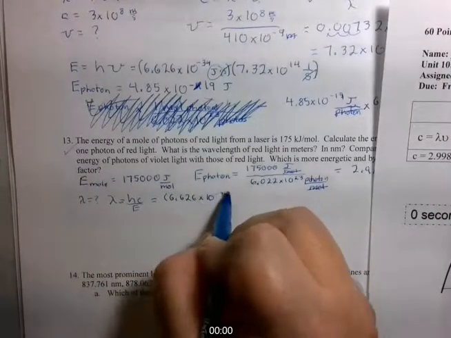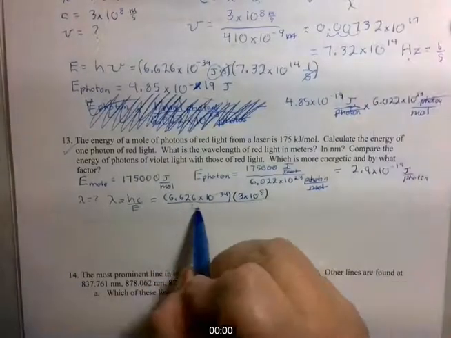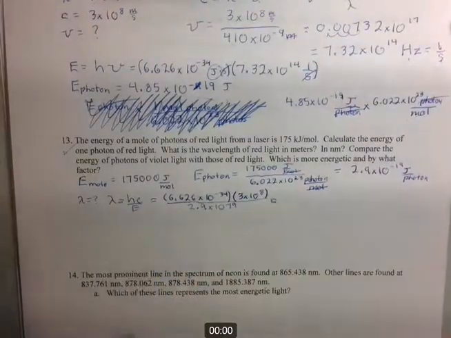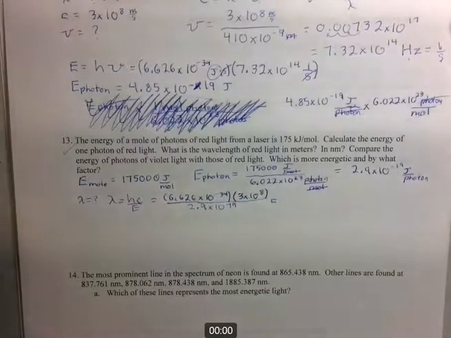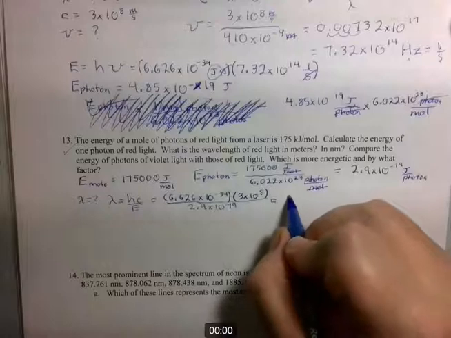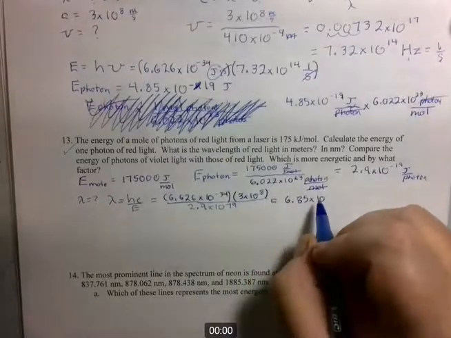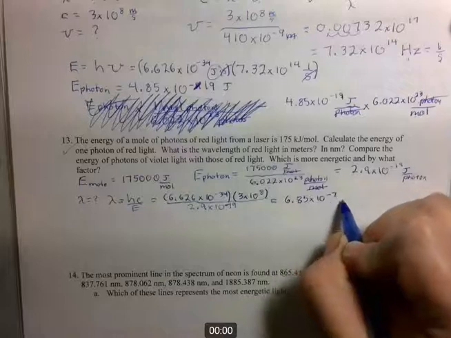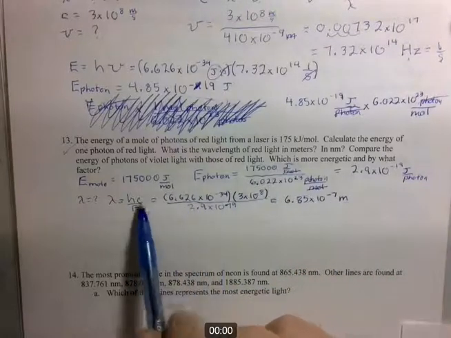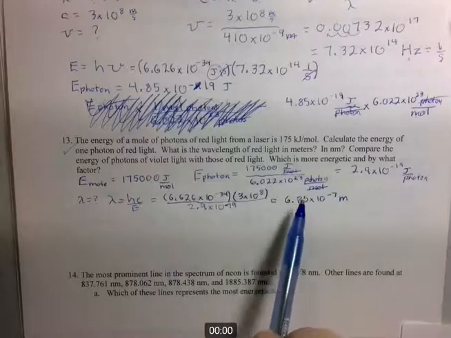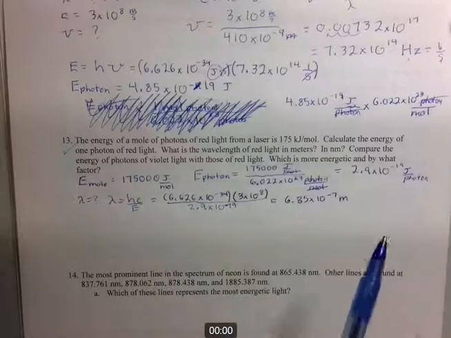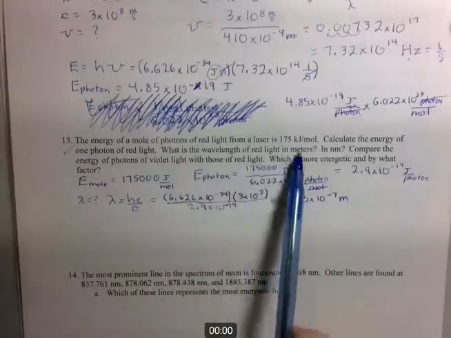H, and what I get is this, to the minus 7 meters. Okay, everything in these constants is in meters, so that's in meters. 6.85 times 10 to the minus 7 meters. So that's the wavelength of the red light in meters.